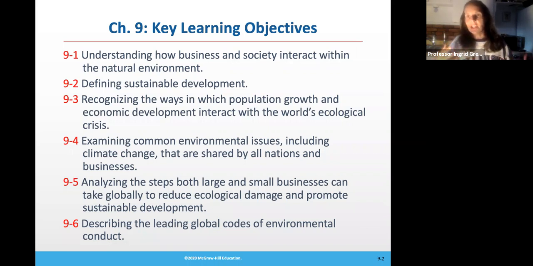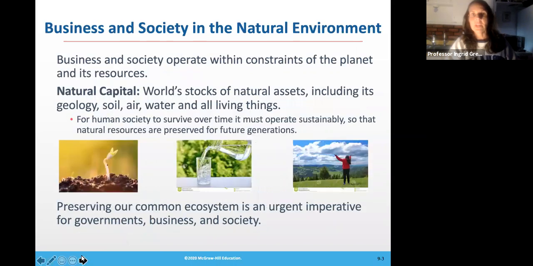If you work in CSR or not, all managers really need to be familiar with how the environment affects day-to-day operations of any business. So let's start to talk about business and society in the natural environment, right? And so business and society operate within constraints of the planet and its natural resources, right? And so what is natural capital? Let's just define that for a minute. This is the world stock of natural assets, including its geology, soil, air, water, and all living things.